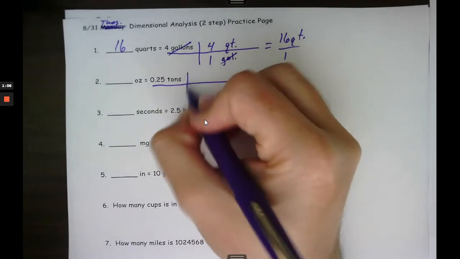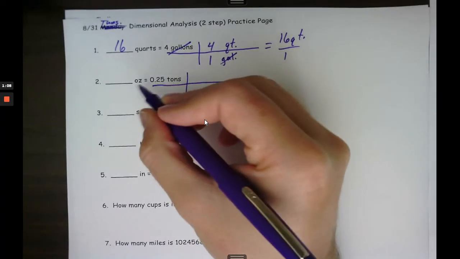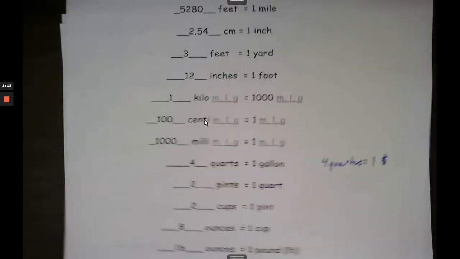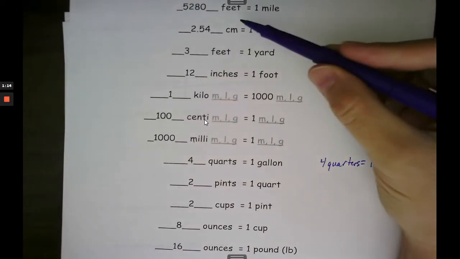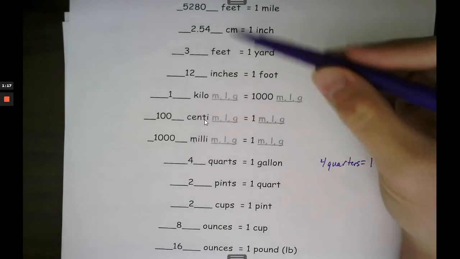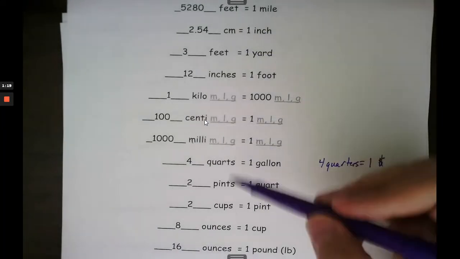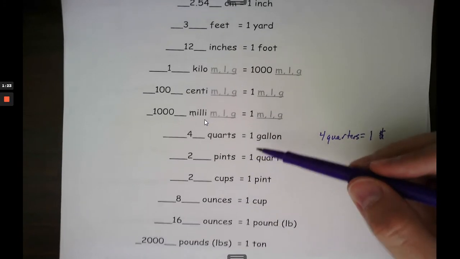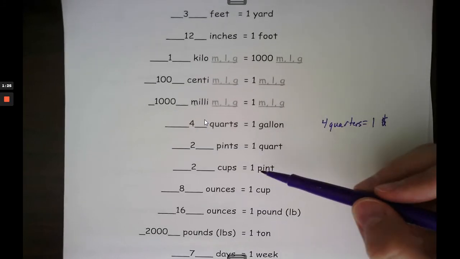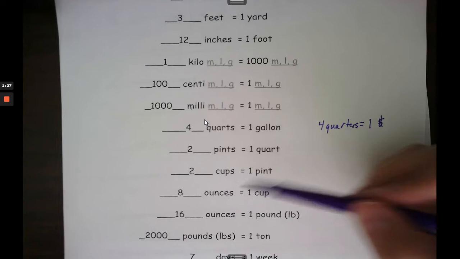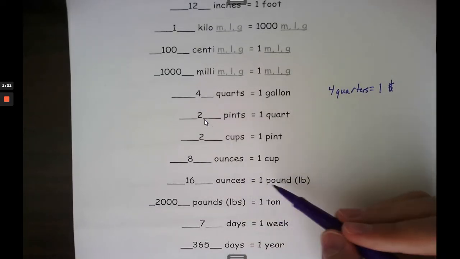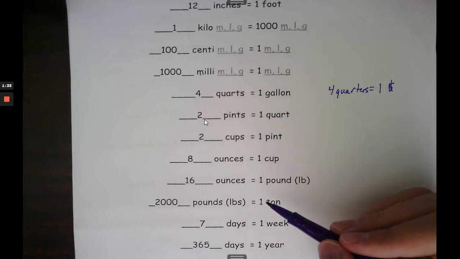This one is not as easy. I need to go from tons to ounces. Now when I look over here, I'm going to look for tons and ounces. So I'm looking, and all these are distance. Then we start to get to measurements. Here we go. Alright, 4 quarts is a gallon, pints, quarts, cups, pints, ounces. Ooh, there's ounces. Ounces and cups. Then I have ounces and pounds, and then I have pounds and tons.